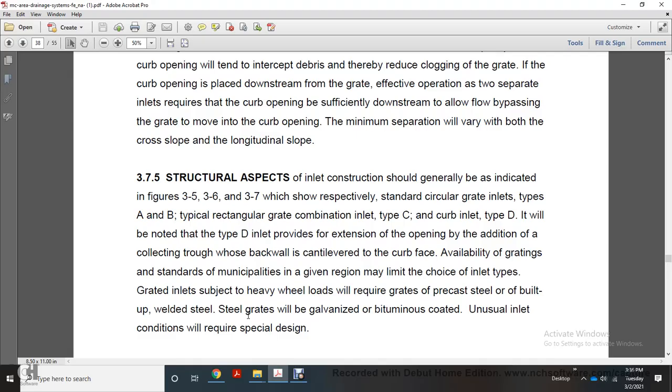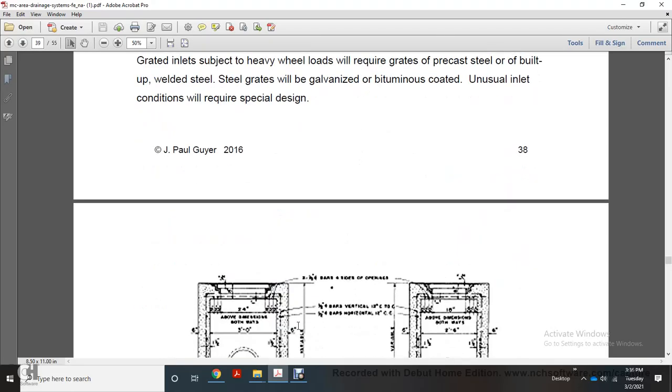Availability of gratings and standards of the municipality, and the reach of the market, may limit the choice of inlet type. Graded inlets subject to heavy wheel loads require graders of precast steel, built with upper welded steel, with a galvanized steel grade and bituminous coat. Unusual inlet conditions require special design.